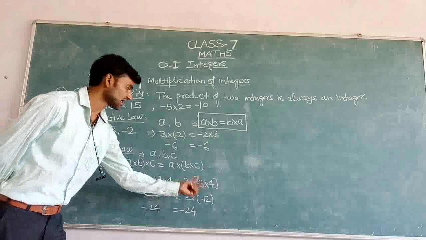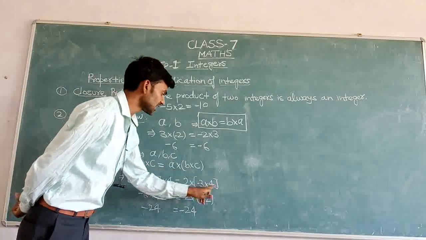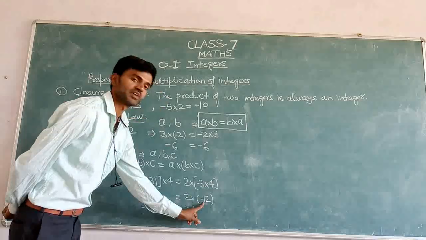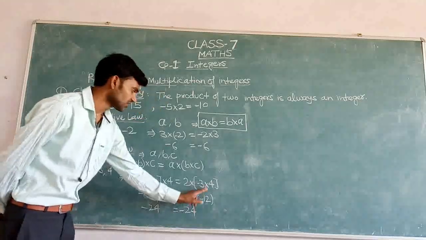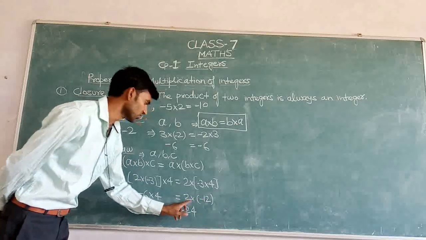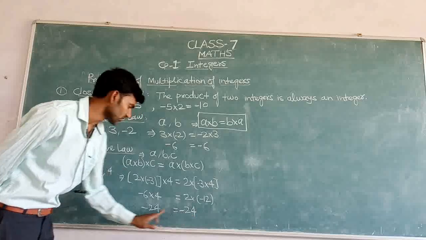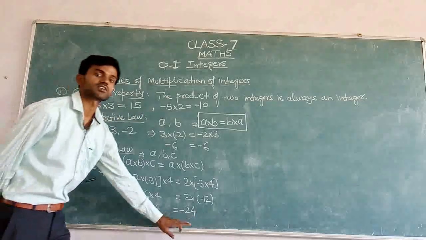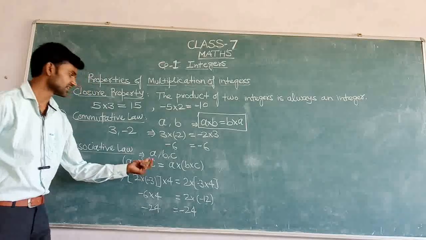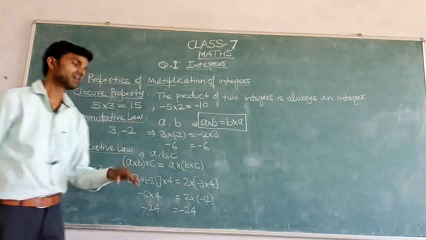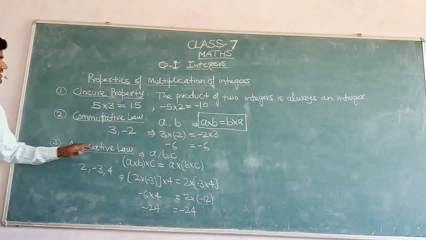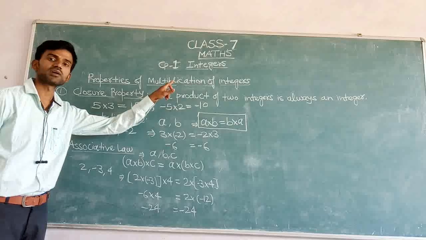In the second situation, when we multiply the second and third integers, minus 3 into 4, we get minus 12. Now this result is multiplied by the first integer, minus 12 into 2, which is minus 24. In both conditions, the results are the same. So when we multiply a into b, then c, or b into c, then a, in both conditions the results are the same, and this is called the associative law of multiplication of integers.